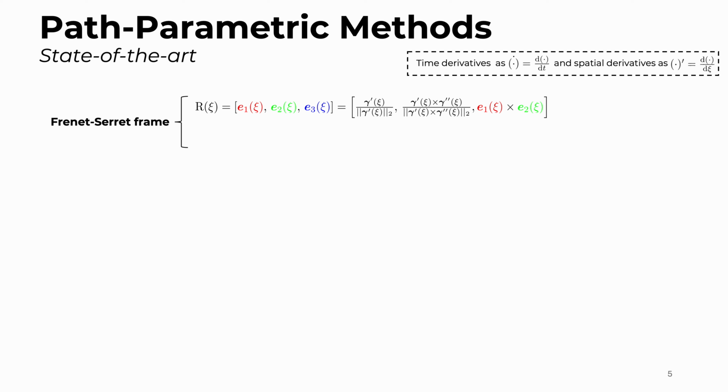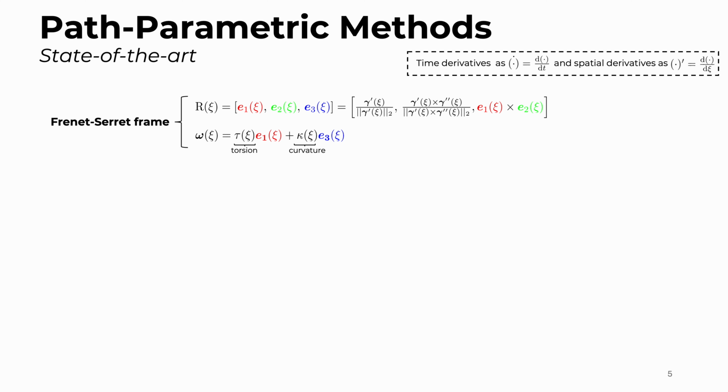If we look into the equations that describe the components of the Fresnel frame, we realize that all three components rely on the path function and its spatial derivatives. Here, the spatial derivatives are given by the apostrophe and refer to differentiating with respect to the path parameter Xi. Further down the talk, when I refer to the standard time derivatives, I'll use the normal notation with a dot. Anyway, getting back to the Fresnel frame, we see that all three components depend on the path function and its spatial derivatives.